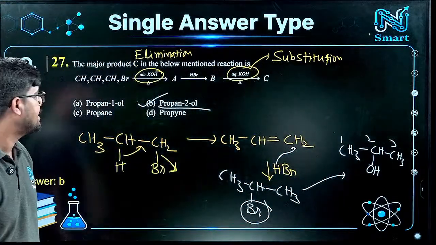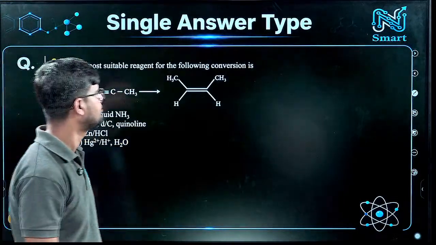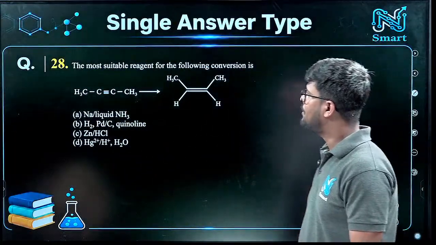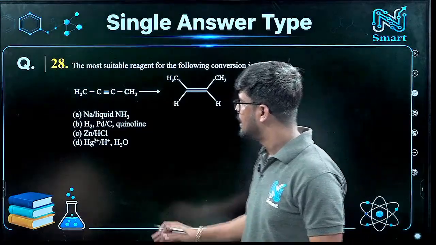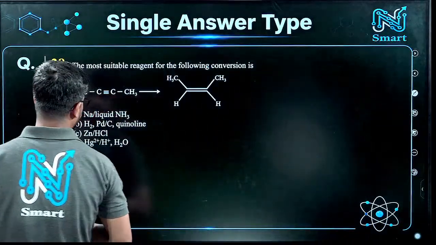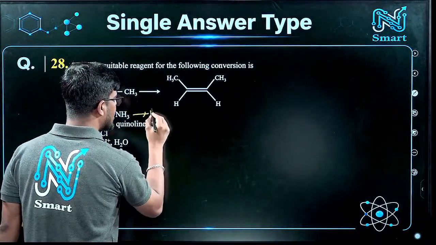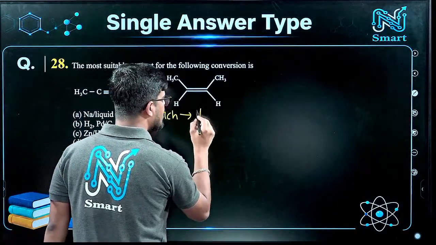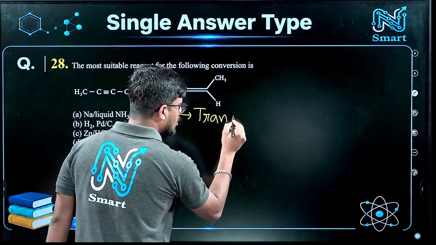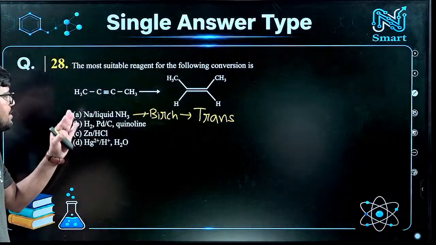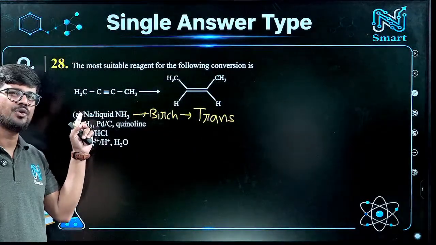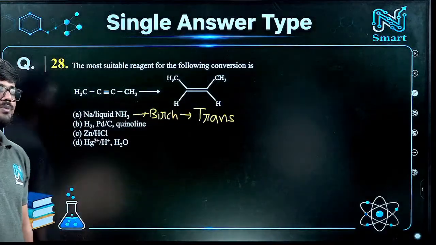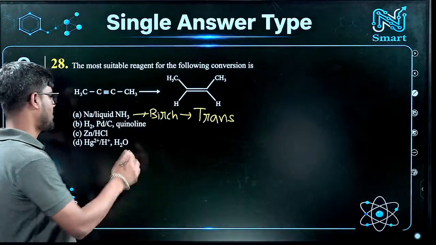Okay. Next question, this one. The most suitable reagent for the following conversion. See, sodium liquid ammonia, already we know this is Birch reduction, and which gives trans product. Birch reduction is always for trans product. Lithium or sodium, both can be there in liquid ammonia. So that gives trans product.